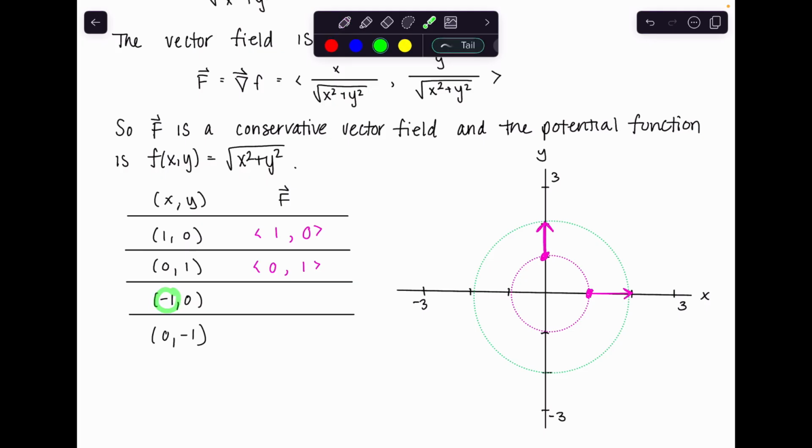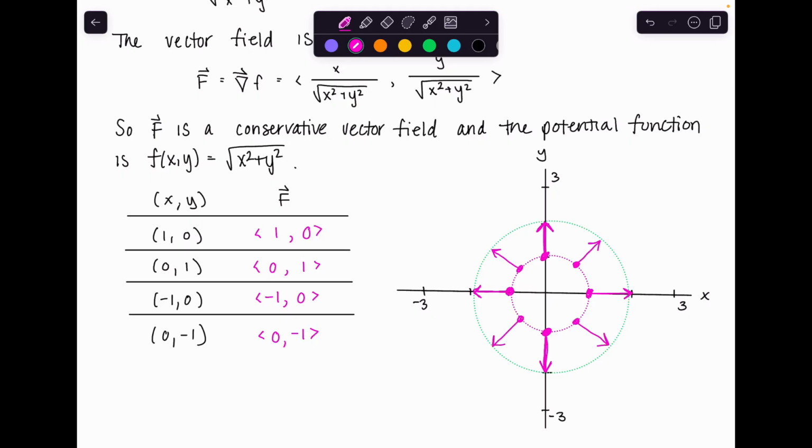When it comes to negative 1, all that does is make this negative, but this will still be positive when you square it and then take a square root. So this will be negative 1, and then again, nothing in the y direction. So you get this vector here. And then likewise, hopefully you see a pattern, this becomes 0, and then that will be negative 1. So at this point, you would move down like this. And if you picked more points along this unit circle, you would see all of the vectors here would end up having length 1.